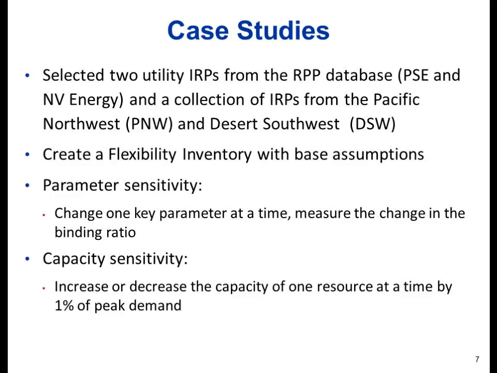So we start the flexibility inventory using our base set of parameters and assumptions, but then we conducted 2 different sensitivity studies to better understand the drivers of flexibility. The first, the parameter sensitivity, changes 1 key parameter at a time and then measures the change in the binding ratio. This helps to identify key parameters and assumptions that drive the results. We have a capacity sensitivity that increases or decreases the capacity of an individual resource by 1% of the peak demand. This capacity sensitivity helps us to show which resources contribute the most to increasing flexibility supply or reducing flexibility demand.